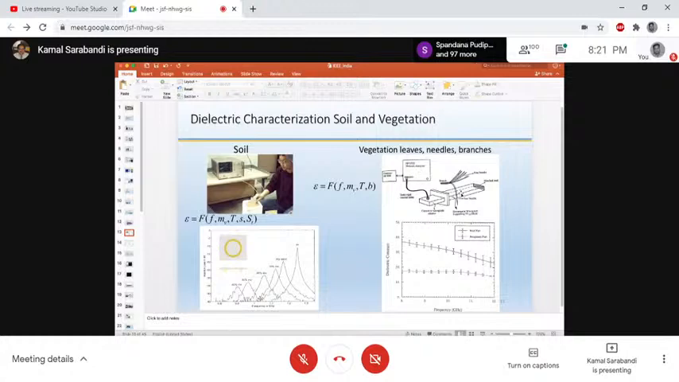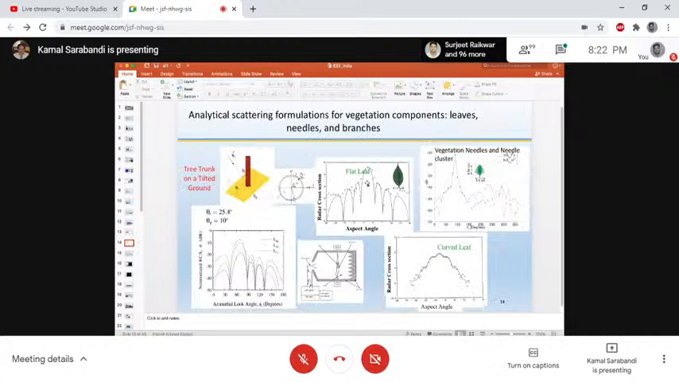We used these microwave reflectometers in a waveguide. This one particular one is at X-band. We were looking at how, as a function of frequency from 8 to 12 gigahertz, the real part varies, and how much the imaginary part is. Based on this, we developed some empirical models for epsilon as a function of frequency, moisture content, temperature, and percentage of vegetation. And then we had to develop scattering models for individual components, such as a broadleaf. But these models had to be computationally fast.